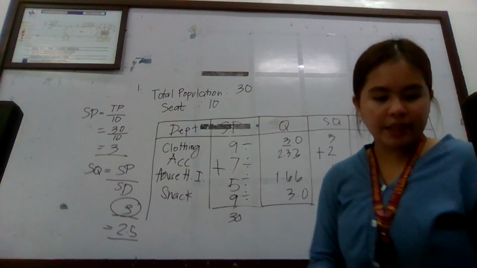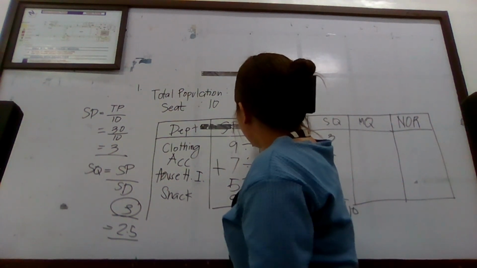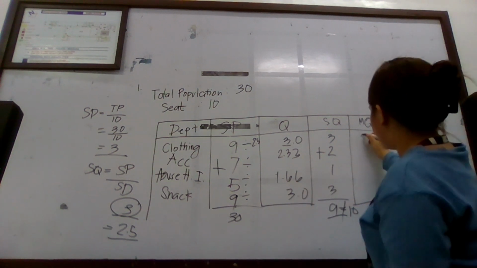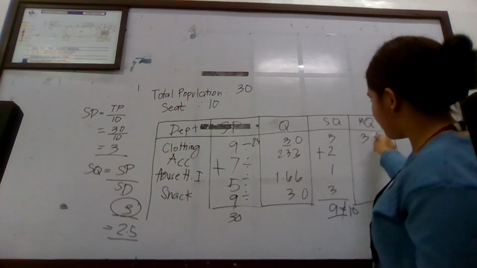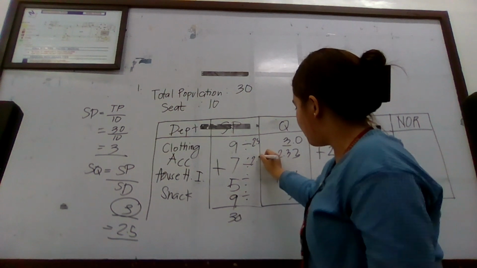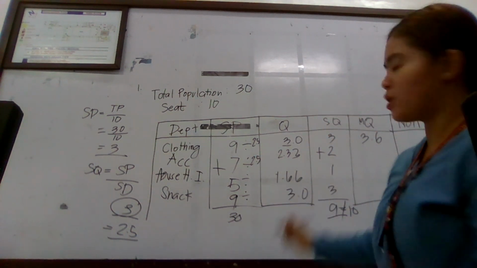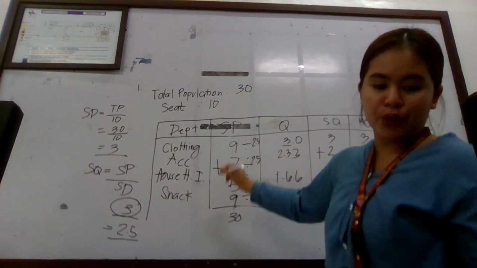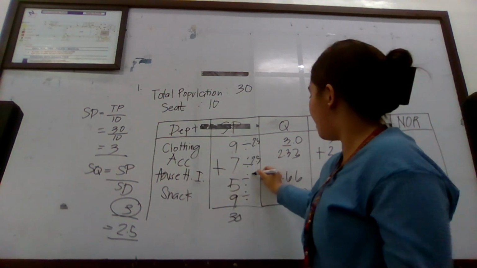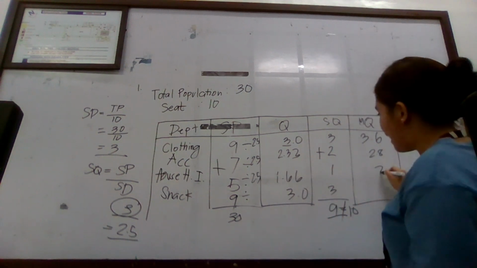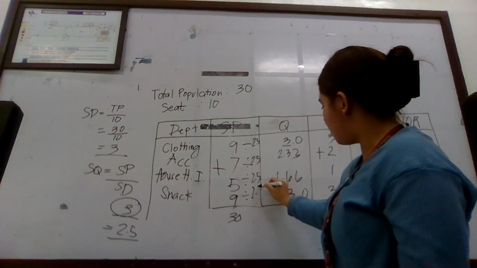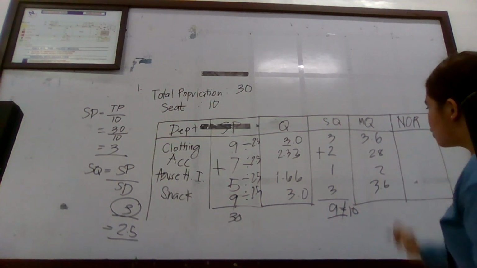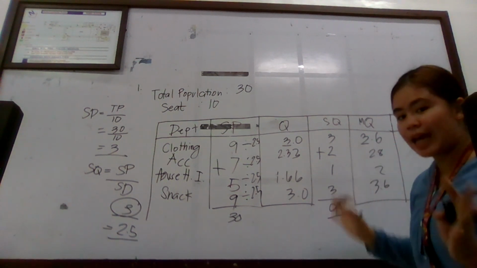So, 9 divided by 2.5 will give us 3.6. This is our modified quotient. So 7 divided by 2.5 will give us 2.8. 5 divided by 2.5 will give us 2. And lastly, 9 divided by 2.5 will also give us 3.6.